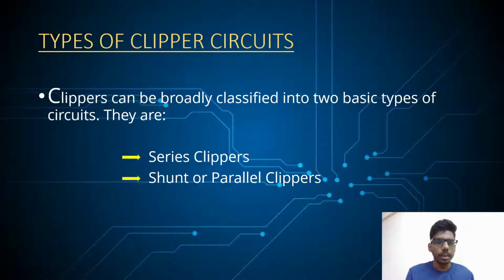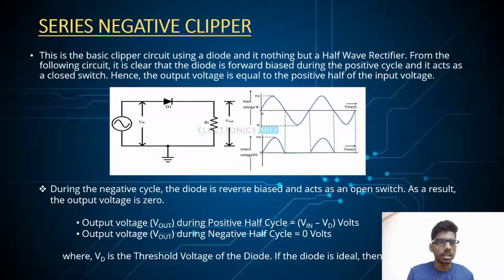Now, coming to the types of clipper circuits, we have two types: series clippers and shunt or parallel clippers. Coming to series clippers, there are both series positive clippers and series negative clippers. And after that we have biasing the clippers. So, coming to the series negative clipper, this is a basic clipper circuit using a diode, and it is nothing but a half wave rectifier.